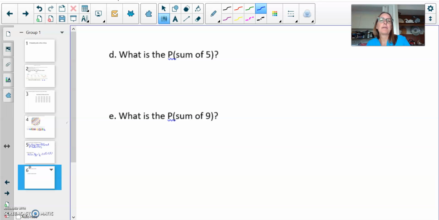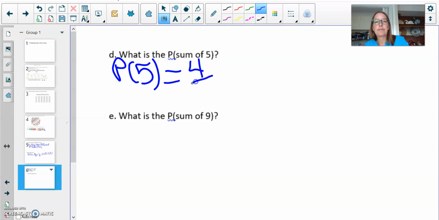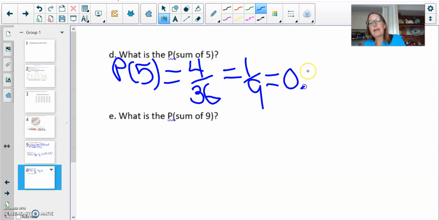And the probability of the sum of 5. So that was (4, 1), (3, 2), (2, 3). So let me start over. (4, 1), (3, 2), (2, 3), (1, 4). So that is 4/36, which reduces to 1/9. That's 0.11 repeating, 11.1 repeating percent.